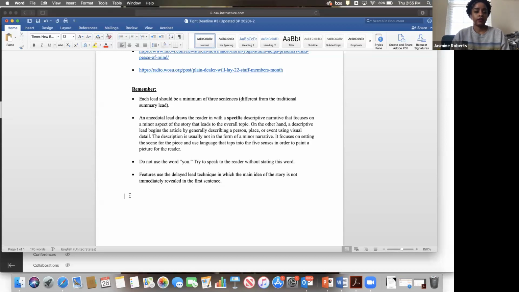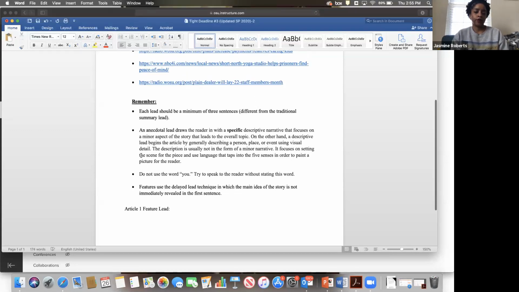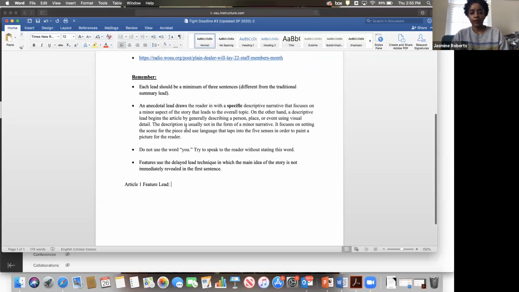So again, start a completely different Word document and then label each lead, like Article 1, feature lead, something like that. You don't have to put the story name or anything like that. I've read each of the stories that I included here and I know what they're about. So good question. Any other questions?